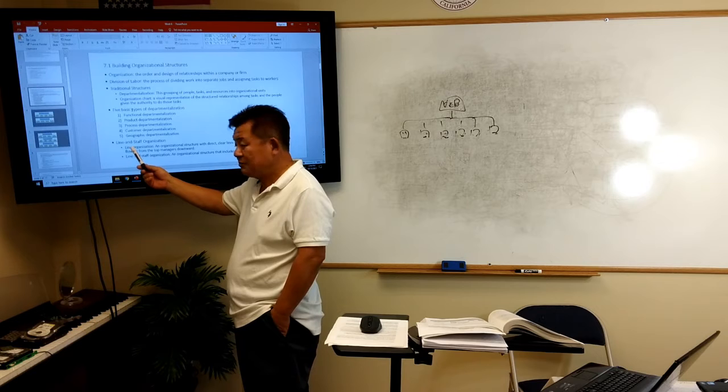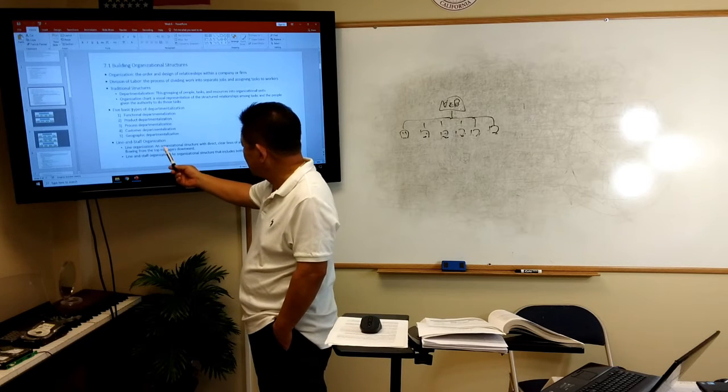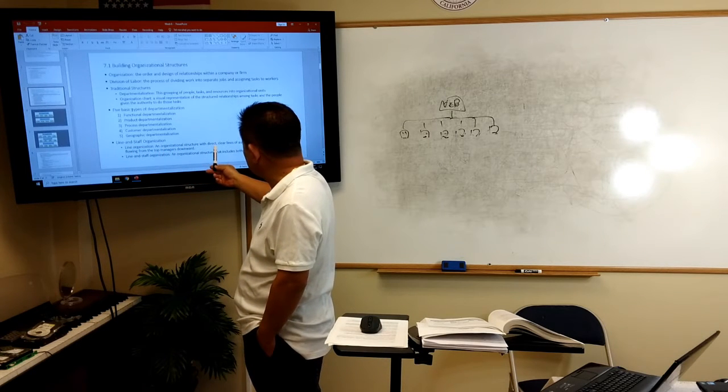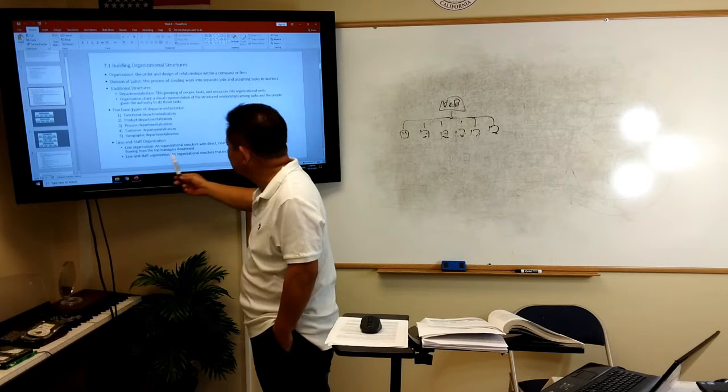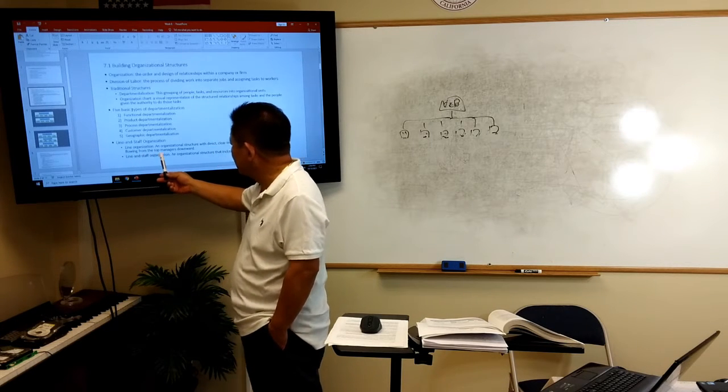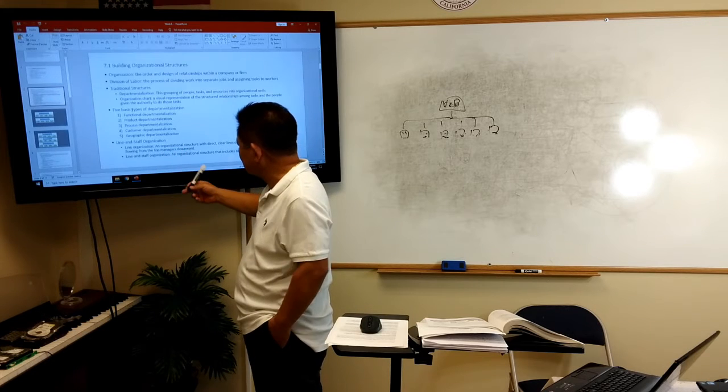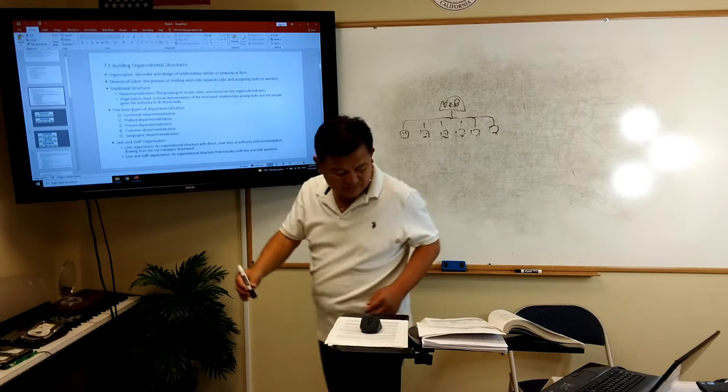Okay. Let's move on to line and staff organization. What is the meaning of line organization? It's an organizational structure with direct, clear lines of authority and communication flowing from the top managers downward.